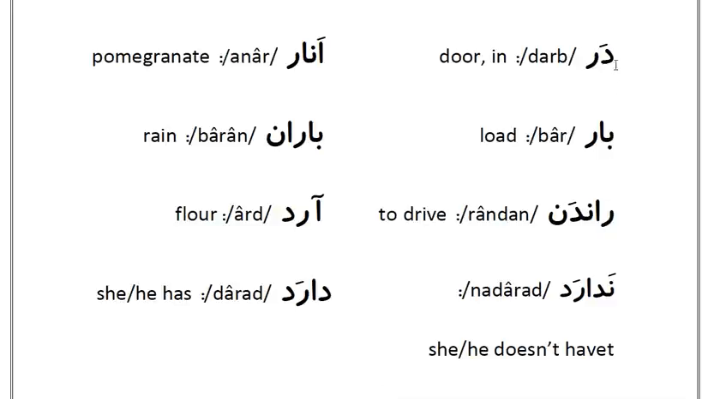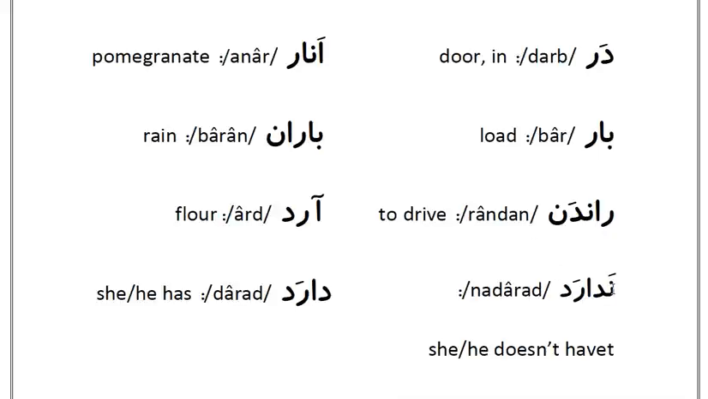The first one is dar. Dar means door, or it also means inside. Next one is bar. You can see the English meaning of bar. Next one is randan. So you start from re, you know that after re, any letter that you have, it doesn't join to re, so it is ra, ne, de. De joins to the letter before that, so that's why you connect ne and de, and then at the end you have ne, so it is randan.